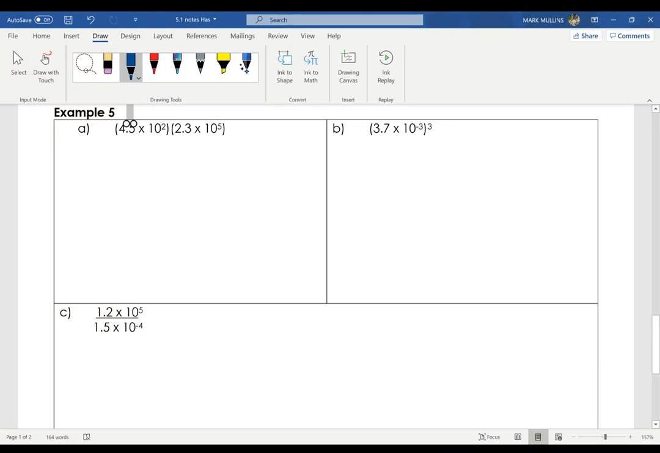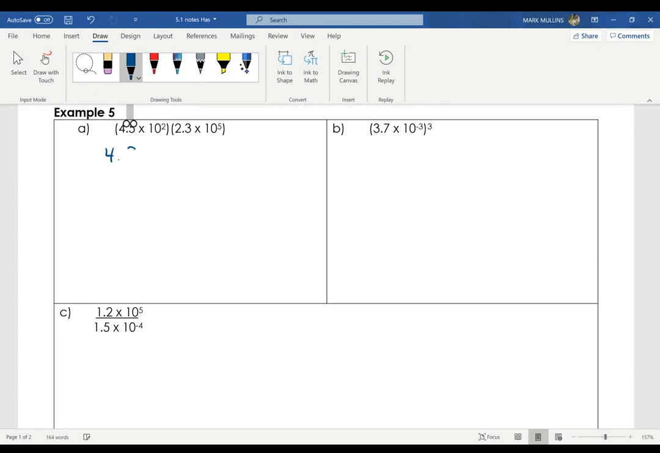So for example 5, I have 4.5 times 10 squared times 2.3 times 10 to the 5th. So we're looking at numbers that are in scientific notation, and we're just going to look at some shortcuts to maybe go ahead and multiply these out using properties of exponents. So what I normally like to do is I like to really just break this up and write it differently so it doesn't look like scientific notation.